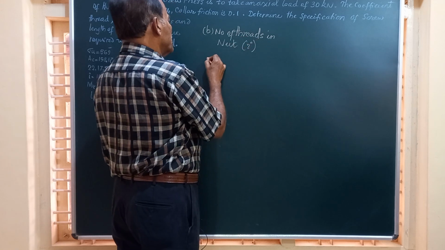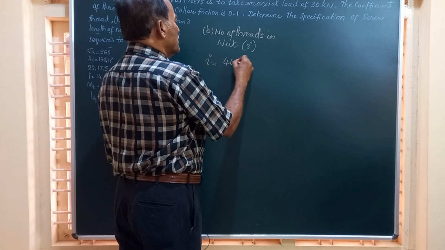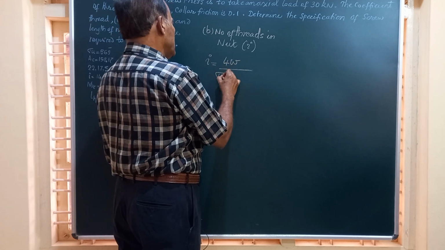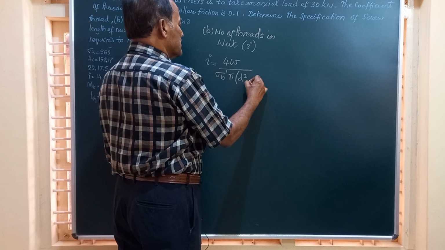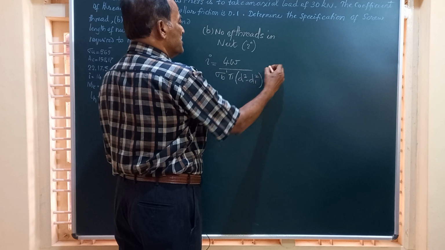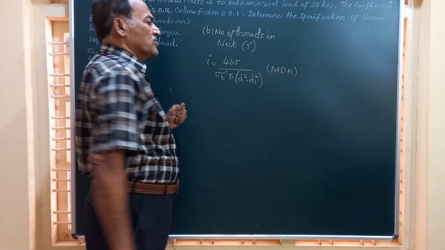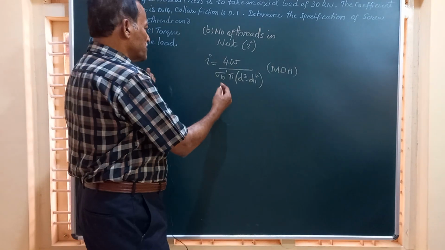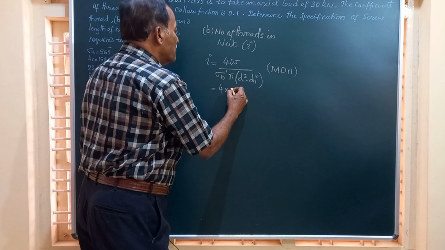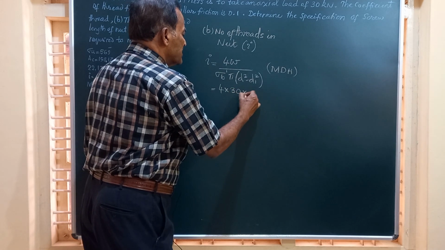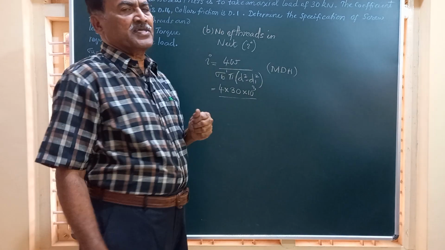And we have an expression in the data handbook given by I is equal to 4W divided by sigma B dash by pi times (D square minus D1 square). Friends, this equation is available in the machine design handbook. So let us substitute the values here. It is 4 times W, which is 30 kilonewton, 30 into 10 to the power of 3. And friends, sigma B dash.